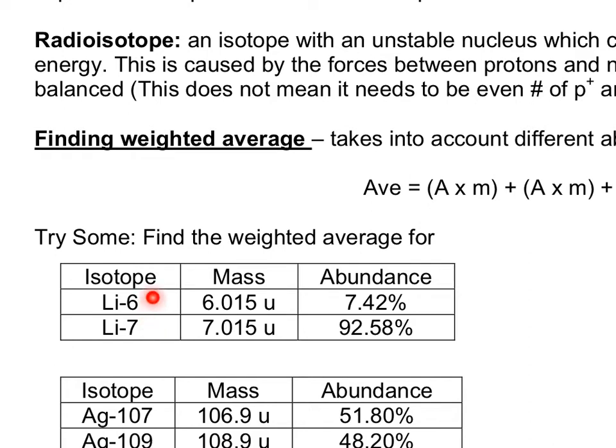Lithium has two isotopes, one that weighs roughly 6, one that weighs roughly 7. If we were doing a straight average, then lithium would be reported as having a mass of 6.5 on the periodic table. We would just take these two masses, add them together, divide them by 2. But that wouldn't take into account that most of the lithium out there is lithium-7. So we have to use the weighted average equation to find the average mass of a lithium atom.